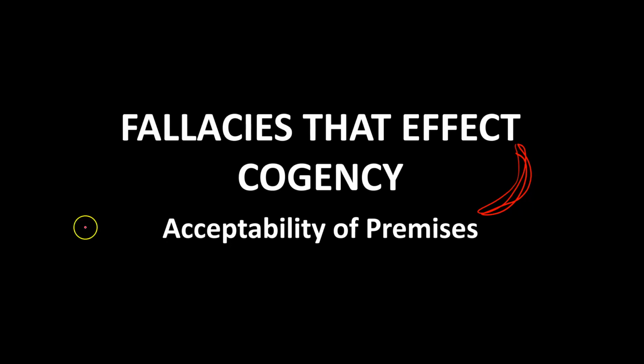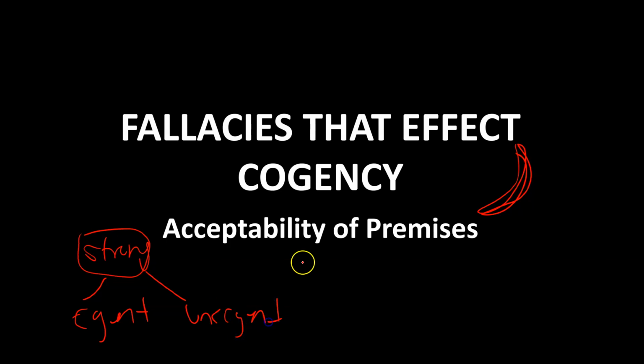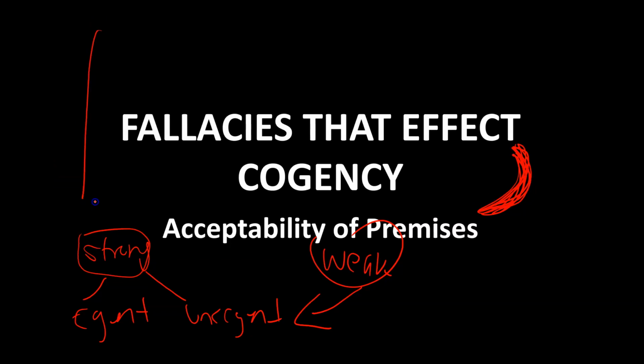Because once again, a strong argument can be cogent or uncogent. If the argument is weak, it's automatically uncogent. So these would be problems with the argument that might pass when you're doing the strength test, but you'd pick them up when it comes to the cogency aspect of the test. Let's take a look.